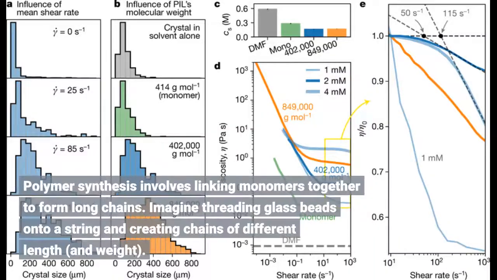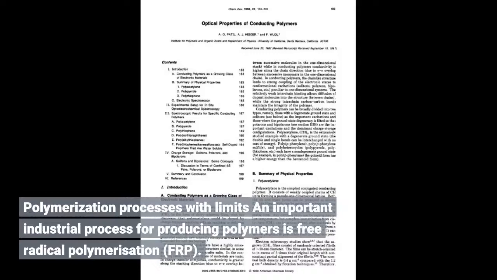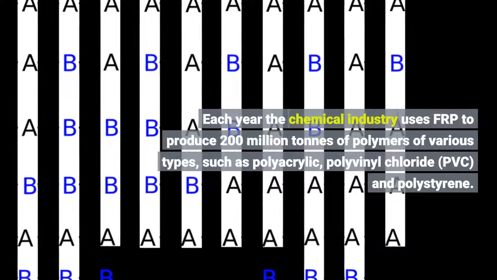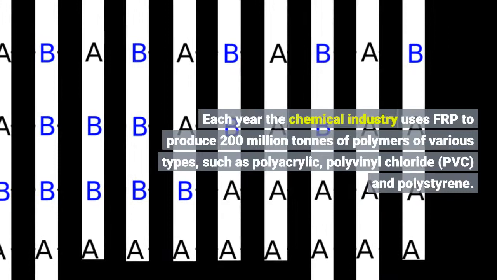Polymer synthesis involves linking monomers together to form long chains. Imagine threading glass beads onto a string and creating chains of different length and weight. Polymerization processes with limits. An important industrial process for producing polymers is free radical polymerization (FRP). Each year the chemical industry uses FRP to produce 200 million tons of polymers of various types, such as polyacrylic, polyvinyl chloride (PVC), and polystyrene.